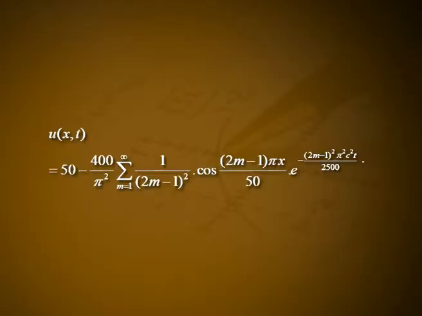Therefore, the required solution is u(x, t) is equal to 50 minus 400 by pi² into summation m varies from 1 to infinity 1 by (2m minus 1)² into cos((2m minus 1) pi x by 50) into e raised to minus (2m minus 1)² pi² c² t divided by 2500.